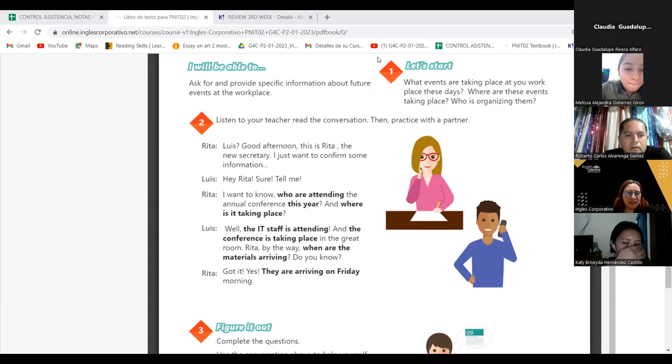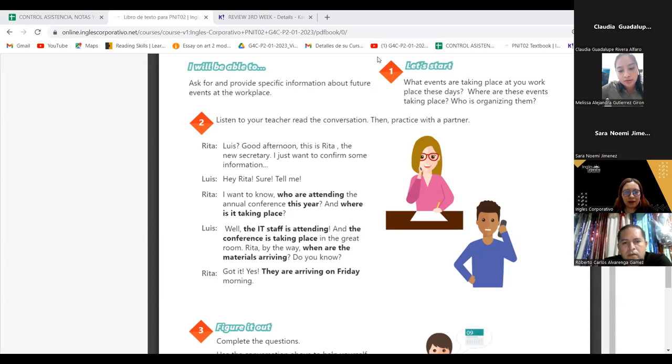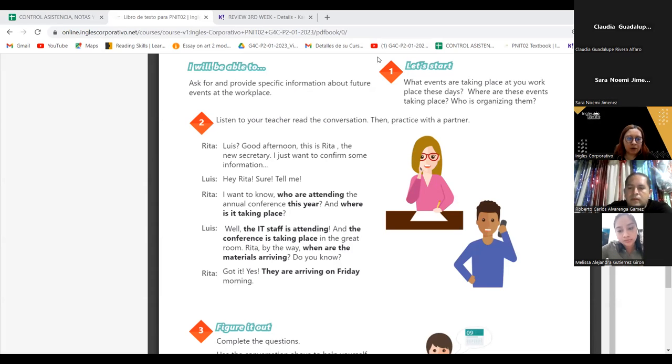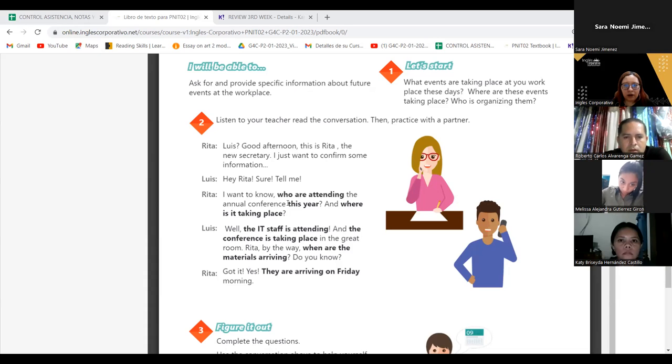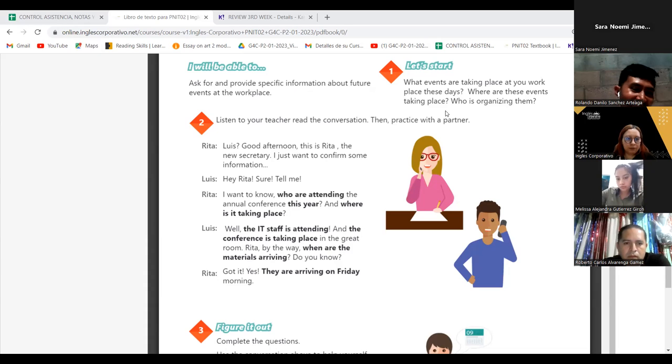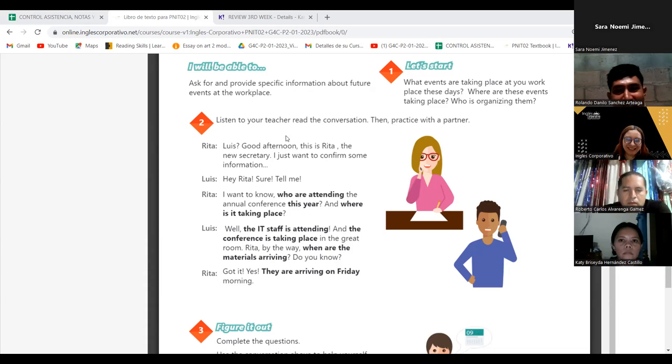Very good. Thank you, Melissa and Roberto. All right, so we need two more volunteers for the same conversation, please. Second round. One person to read Rita. Sara Noemi, help us read Rita, please. And we need one more volunteer to read Luis. They are only going to read what is on the screen, right? Nothing extra. Rolando, can you help us reading Luis, please? Sara, please begin.